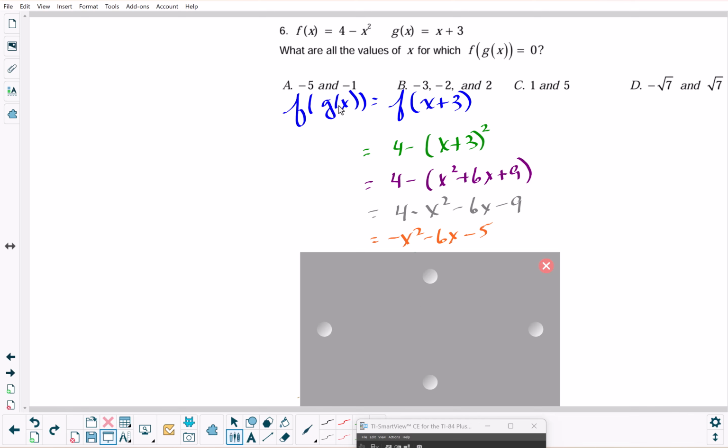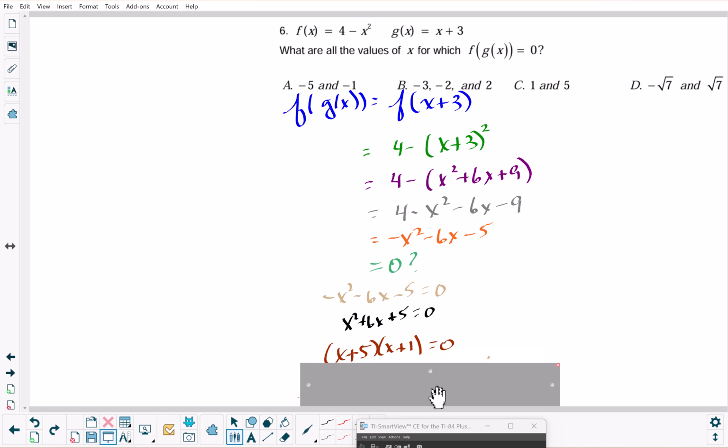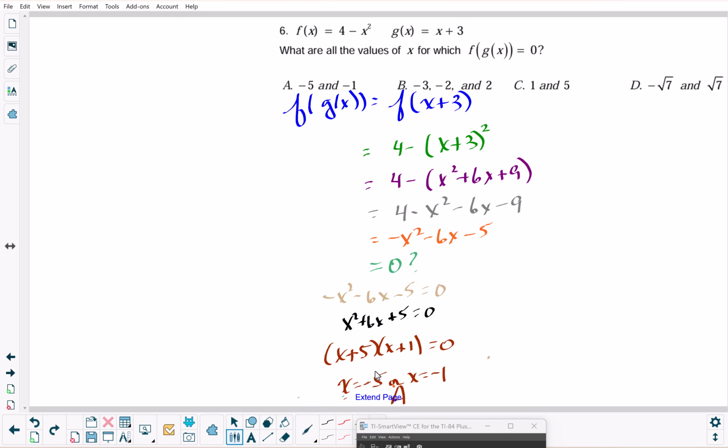I want to know when this is equal to 0. So I will set that equal to 0. And the first thing I'll do is take the opposite of each term, or multiply each term by -1. And now it's fairly easy to factor. Setting each factor equal to 0, we get the solutions x equals -5 or x equals -1.